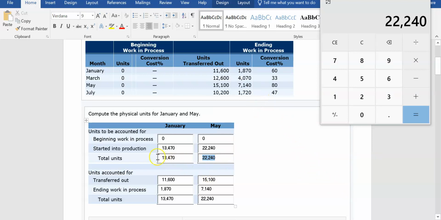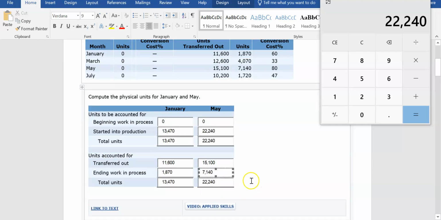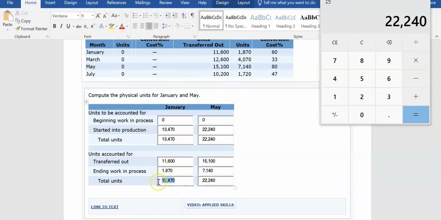We know that of the total units started in January, 11,600 were completed and transferred out. Of the total units in process during the month of May, 15,100 were transferred out. They were completed. Units in ending inventory for each of those months accounts for the total units that had been in process during the 2 months.